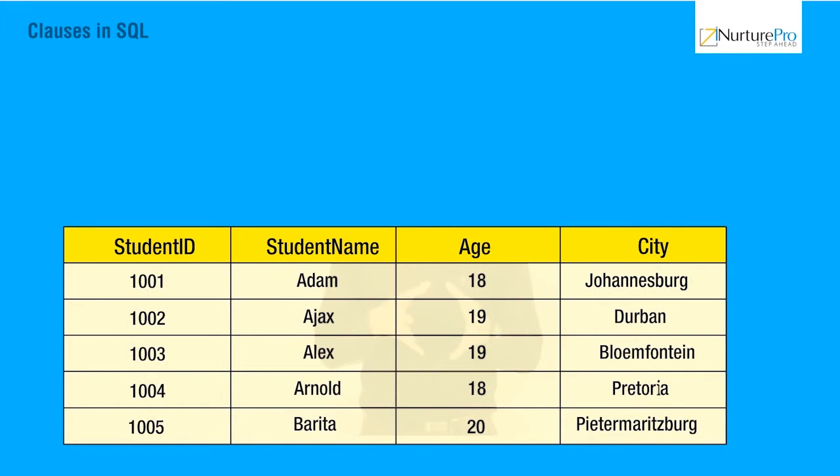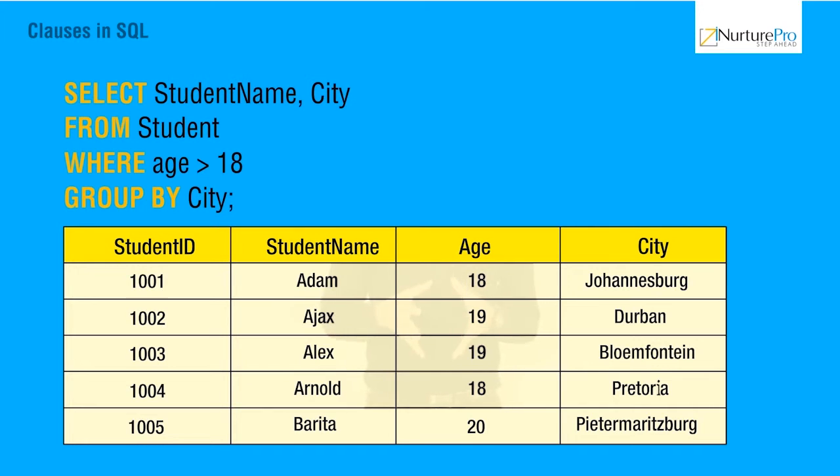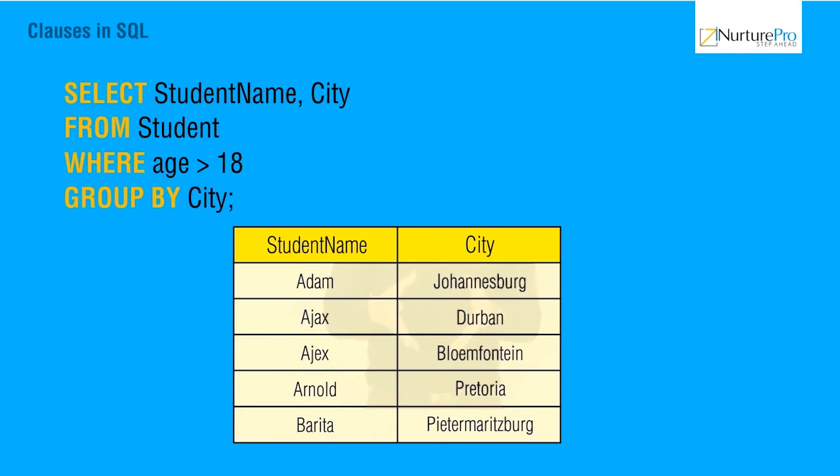Consider a student table shown on screen. Let us retrieve the students who are aged above 18. By running the query shown on screen, it will retrieve the student records who are above 18 years of age and are grouped by city names.